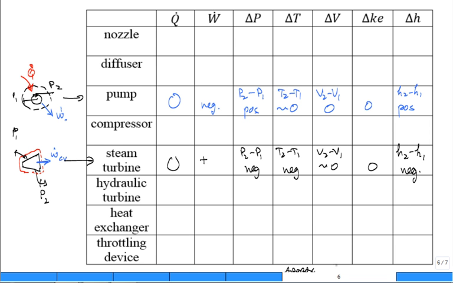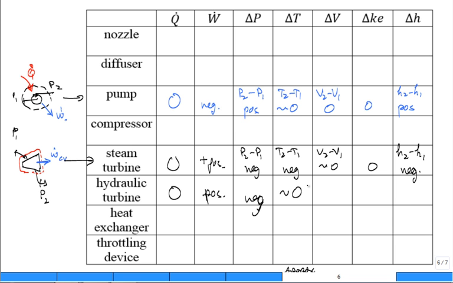Which one? Hydraulic turbine? Okay, it's going to be very similar to a pump because a pump is like a hydraulic turbine in reverse, isn't it? So let's do a hydraulic turbine. Q dot, 0. W dot, positive. See, we want some positive work out. This is like positive as well. Delta P, it goes down.